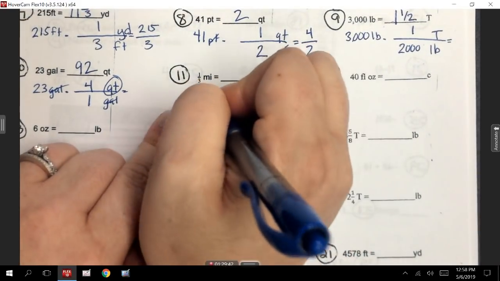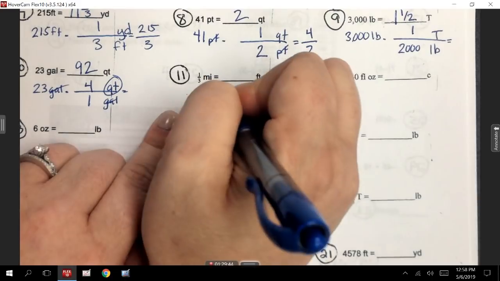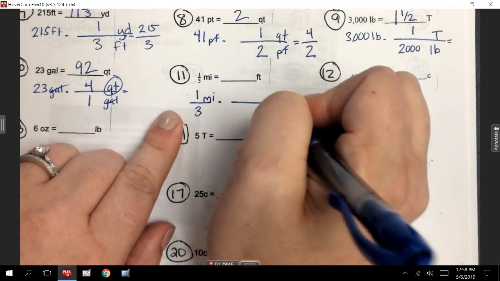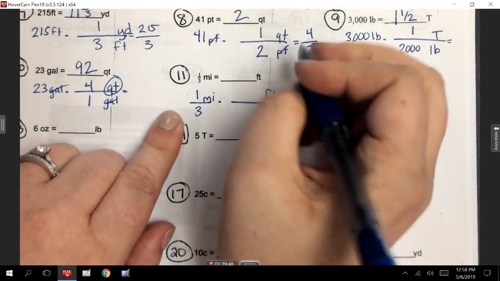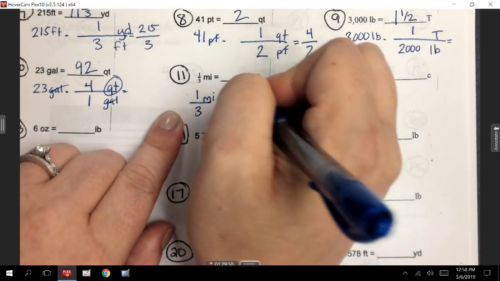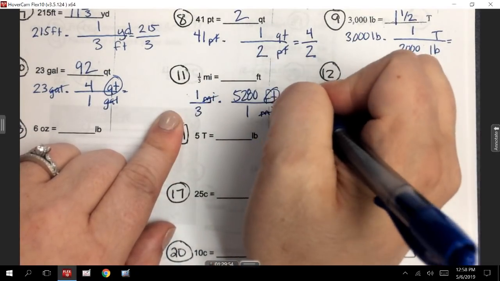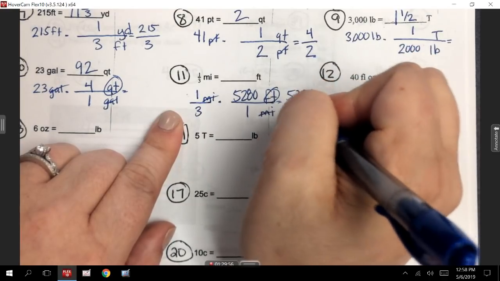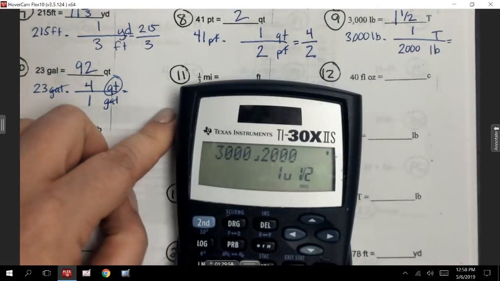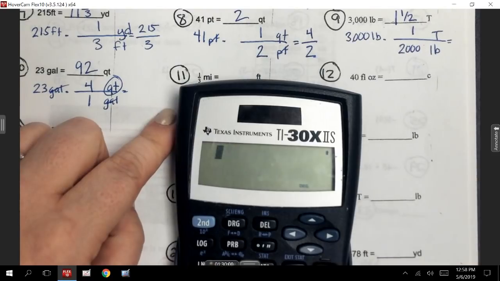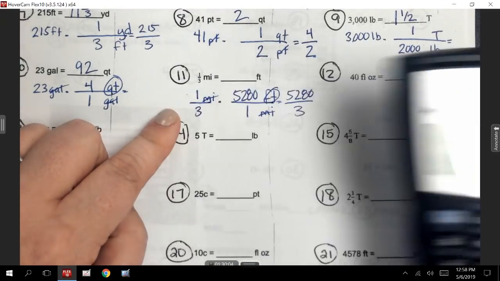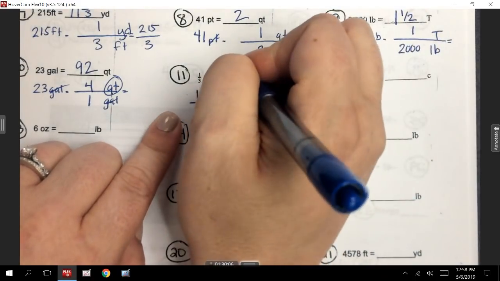1/3 mile, remember 1 over 3 miles has to be on the top, so I can put it on the bottom in my other fraction. 1 mile equals 5,280 feet. So I know with 5,280 over 3, when I multiply that top and bottom, so 5,280, fraction button 3 on the bottom, gives me 1,760 feet.